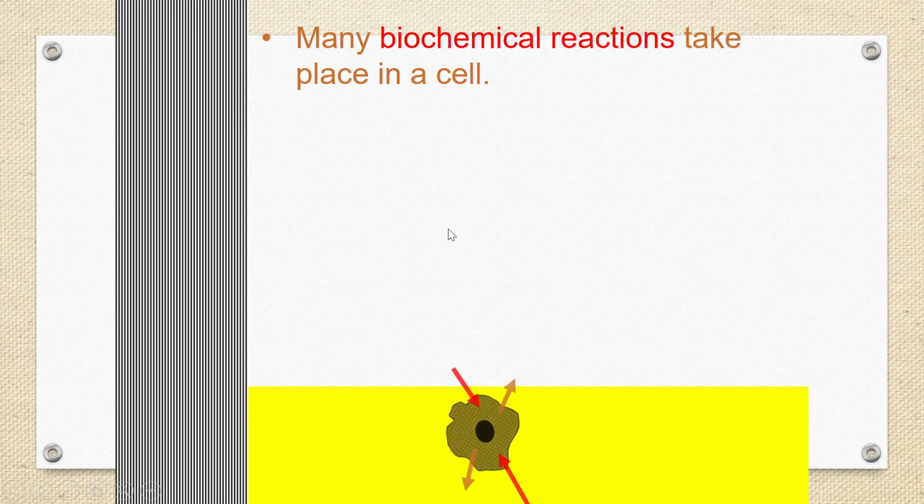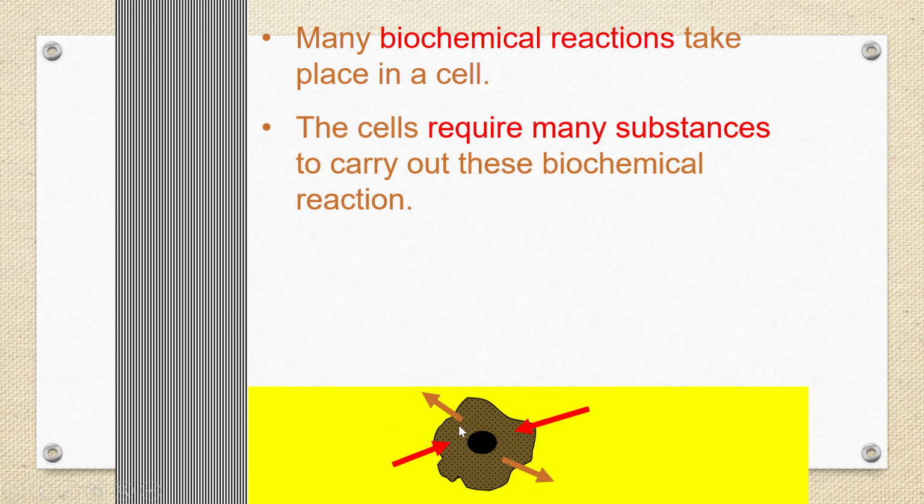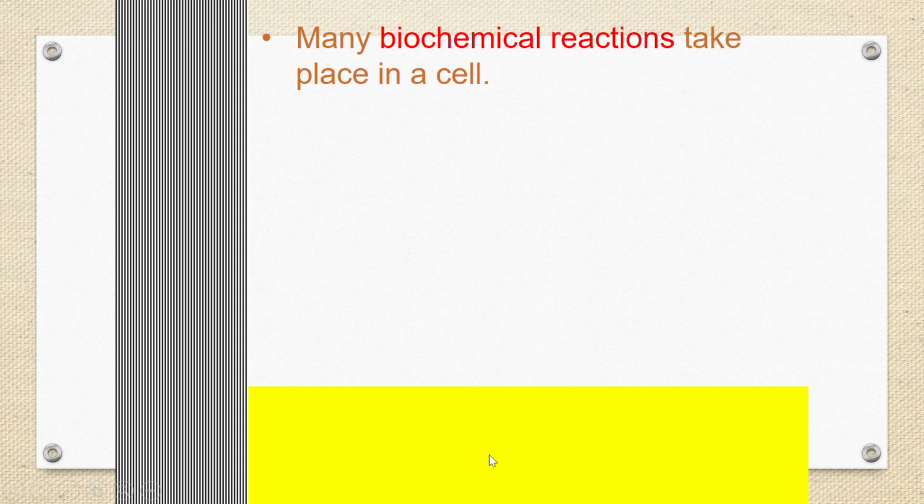Okay, first, this is the cell, this is the cytoplasm, and you have the nucleus, and you get to see arrows over here, arrows going in and out. So the question is, why do substances need to go in and out of a cell? Okay, so you can see the answers right here.